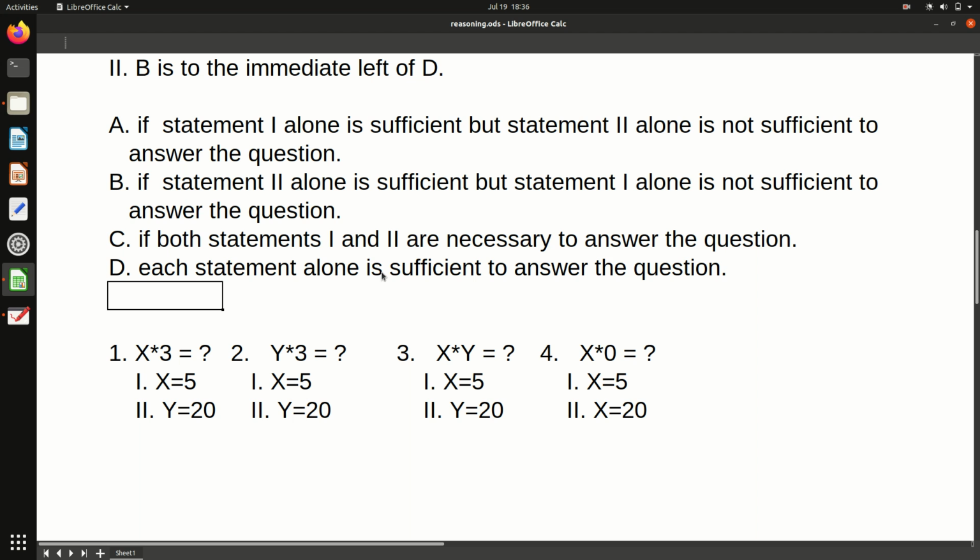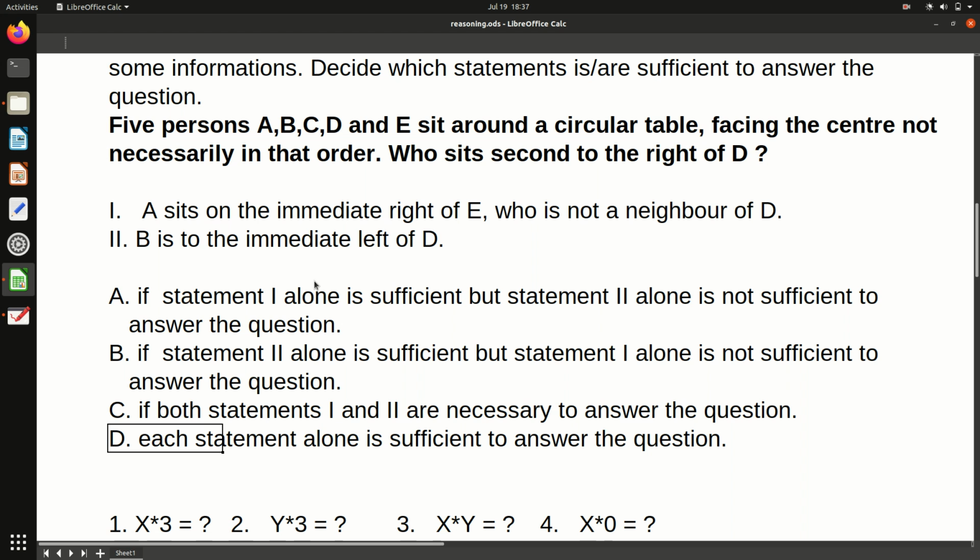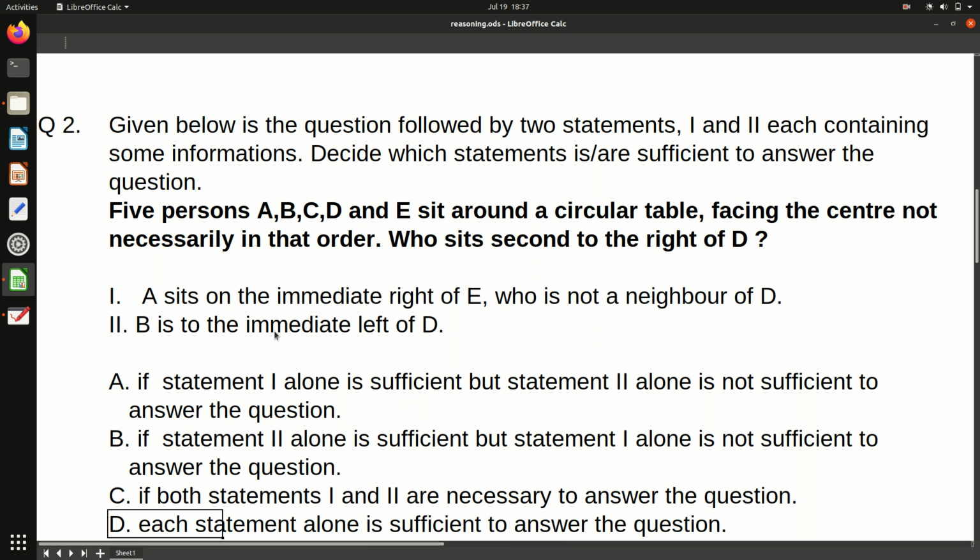Each statement alone is sufficient. If I give you just 1, you can solve this. If I give you just 2, you can solve this. Both are independent. You give me the first, I can solve this. You give me the second, I can solve this. If you have this type of situation, then D will be the answer. I hope it is clear. This was to make you understand the options themselves. Now coming to the question.